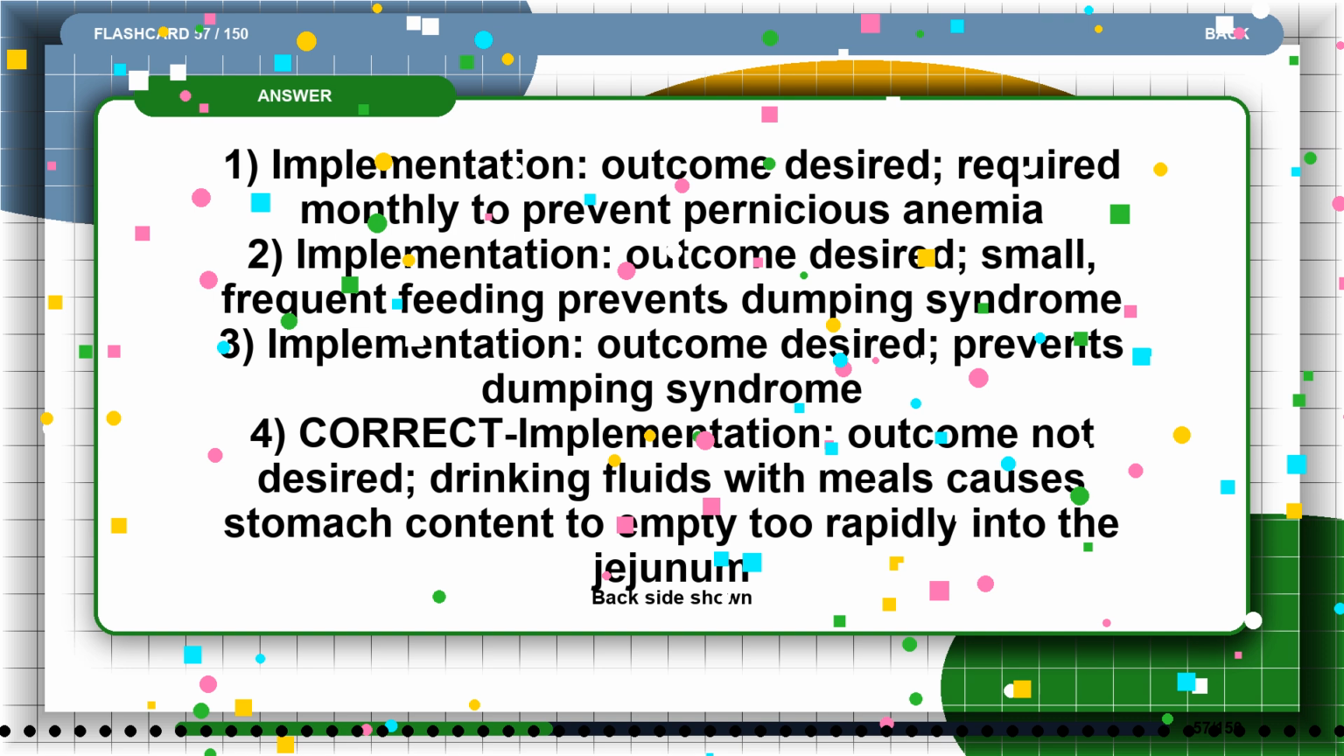3. Implementation. Outcome desired. Prevents dumping syndrome. 4. Correct implementation. Outcome not desired. Drinking fluids with meals causes stomach content to empty too rapidly into the jejunum.